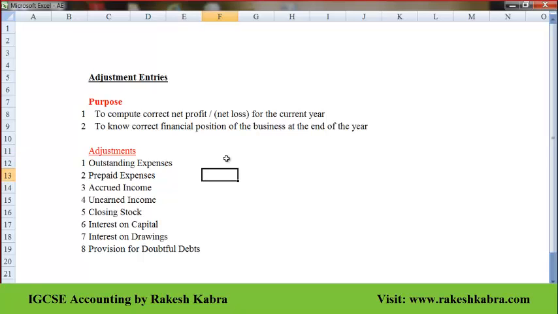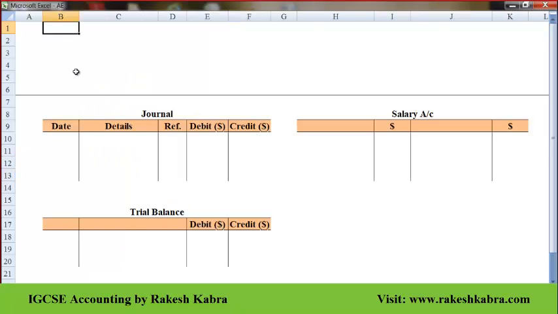First we should know the meaning of outstanding expenses. What do we mean by outstanding expenses? Outstanding expenses are those expenses which are related to the current year but still unpaid.